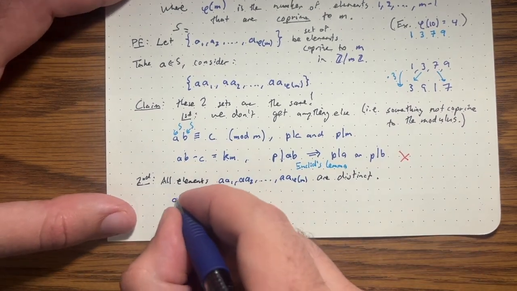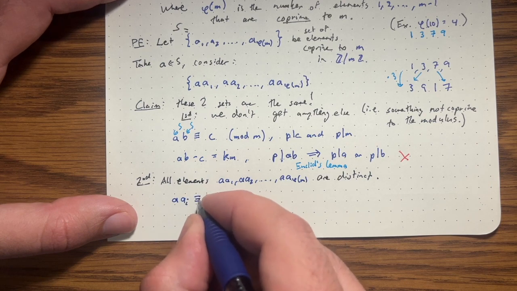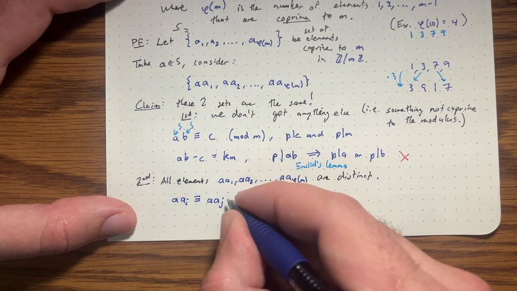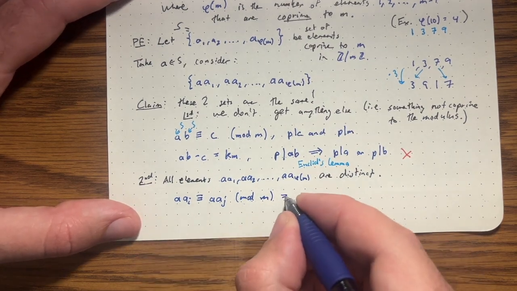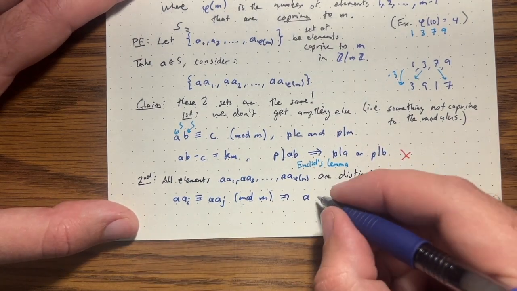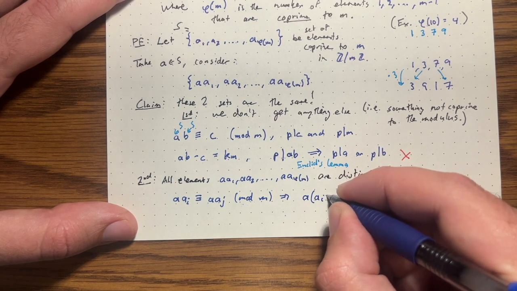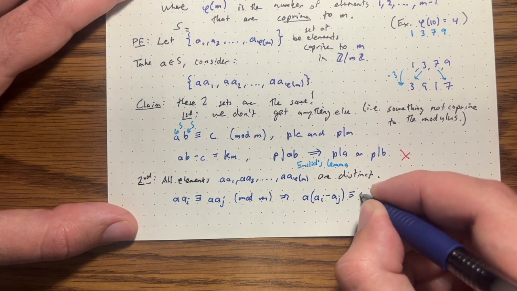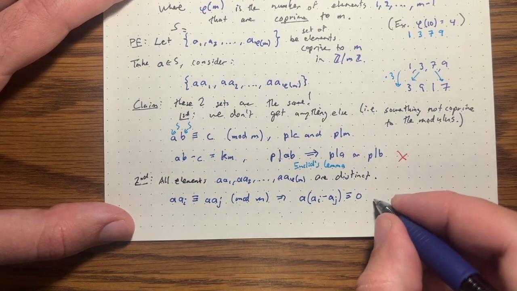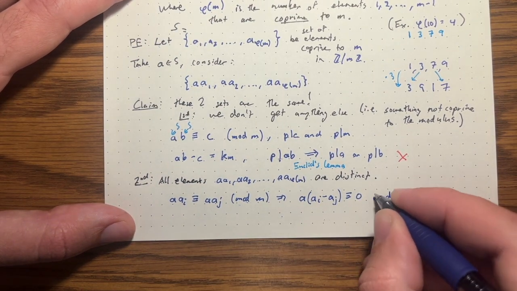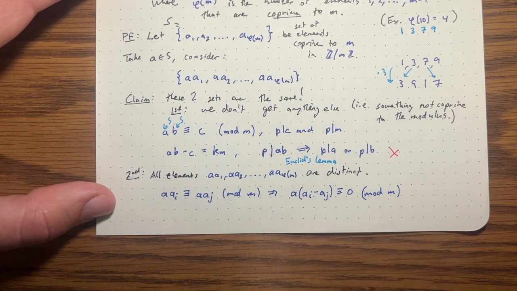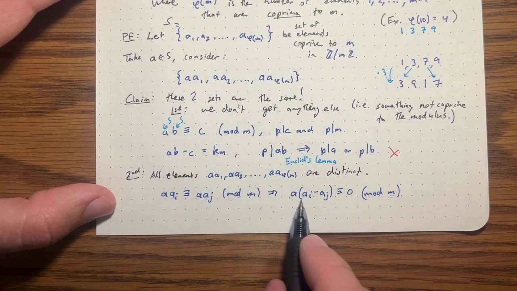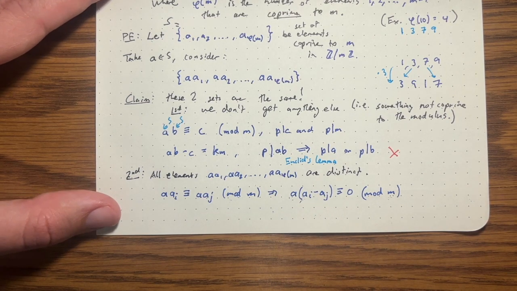Well, let's suppose we get two of these ending up being the same, modulo M. What does that mean? That means A times (A_i minus A_j) is congruent to 0. Factor out the A, move it over. But what do we know? We know that A and M are coprime. We don't know about this thing here. We know each of these separately is coprime, but we don't know about the difference.